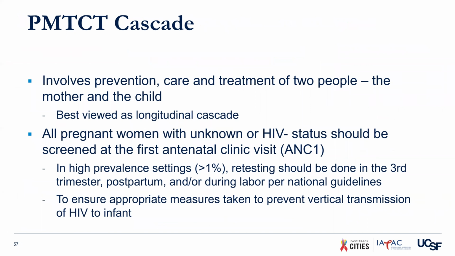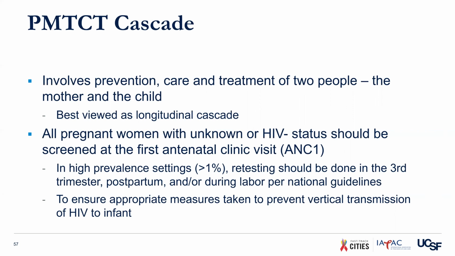PMTCT is also a critical intervention, and the WHO comprehensive PMTCT approach involves the prevention, care and treatment of two people, the mother and the child, best viewed as longitudinal cascades. So in this comprehensive intervention, there is ART for life for the pregnant or breastfeeding women who are living with HIV. There's also ARV prophylaxis for the HIV-exposed infants, as well as diagnostic testing for the exposed infant with subsequent initiation of treatment if found to be infected.